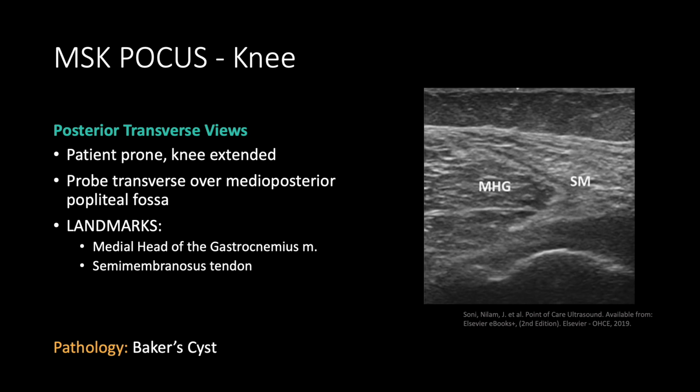Our last view of the knee involves the posterior transverse views. So for this view, you want the patient to be prone, laying on their belly with the knee extended. And where you'll place the probe is transverse over the medial-posterior popliteal fossa.